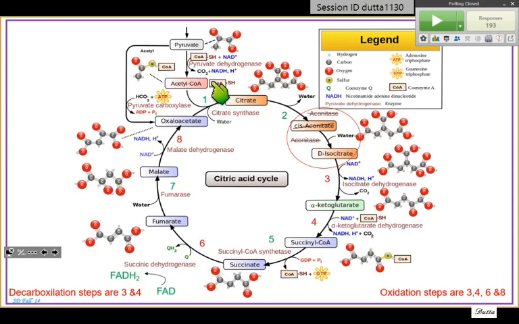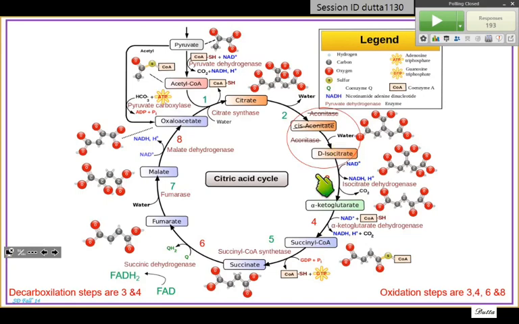But what you need to know for your homework problem, you're going to see the problem: where does the oxidation reduction take place in the citric acid cycle? The answers are step number 3, step number 4, step number 6, step number 8. Oxidation reduction takes place. Where does the decarboxylation reaction take place? Step number 3, step number 4.